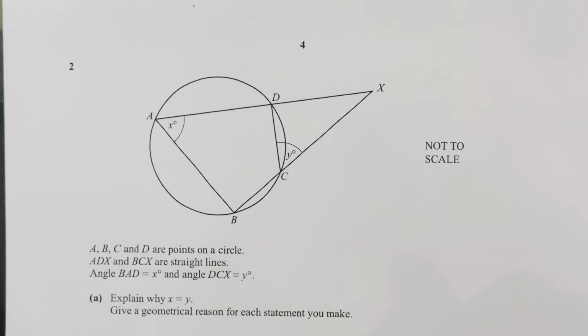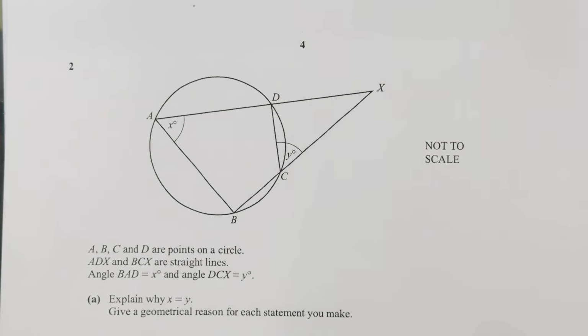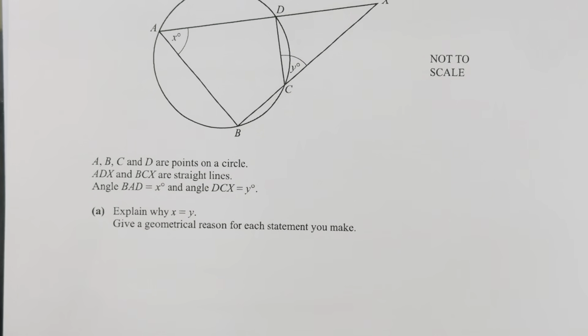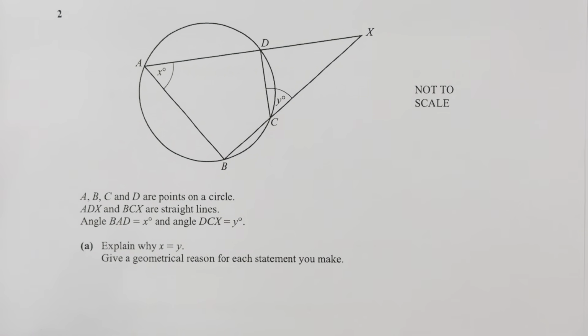Okay, moving to question number 2, that is from the topic of circle properties. A, B, C, D are points on the circle. ADX and BCX are straight lines. Angle BAD is equal to x degrees, and angle DCX is equal to y degrees, which is also shown in the figure. Explain why x is equal to y.